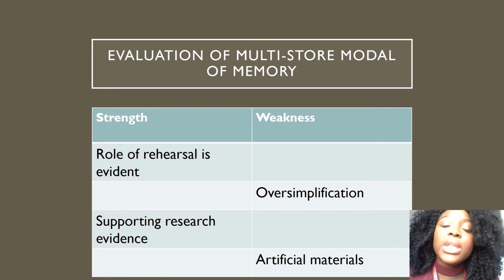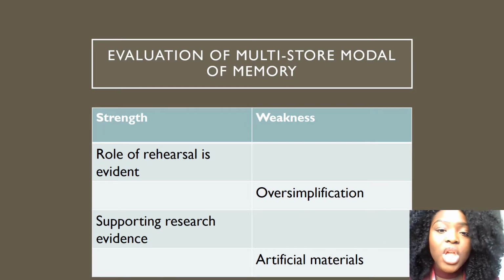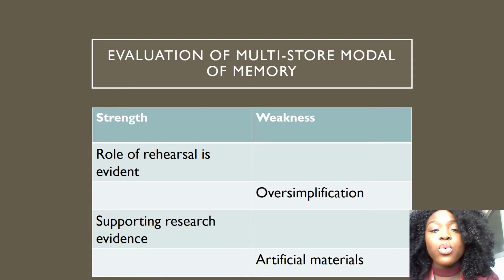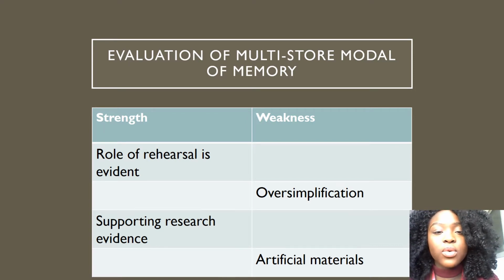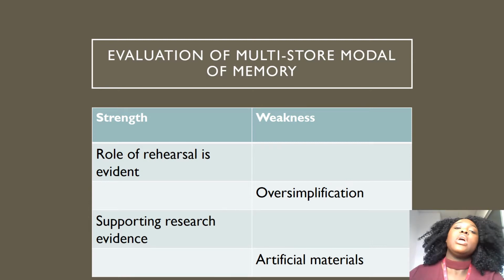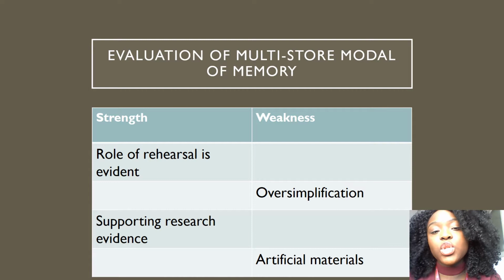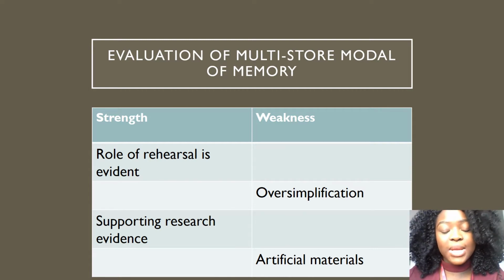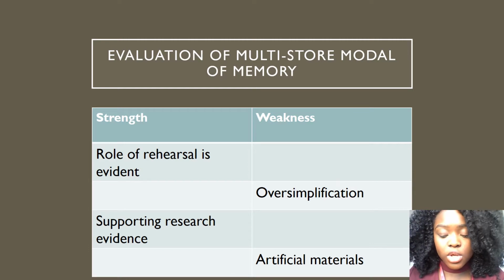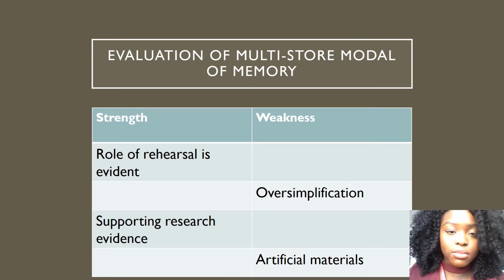The next is a weakness. This is oversimplification. Research suggests that there is more than one type of long-term store, and more than one type of short-term store. Another type of short-term store was found with an amnesia patient called KF. They found that he didn't recall the words when they were read out to him, but when he read the words to himself, he recalled a lot more than before.